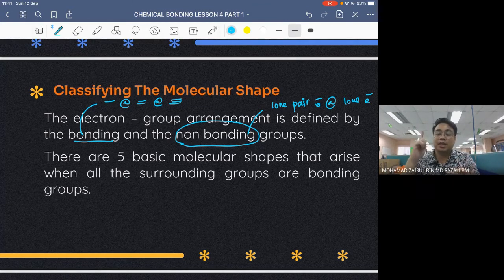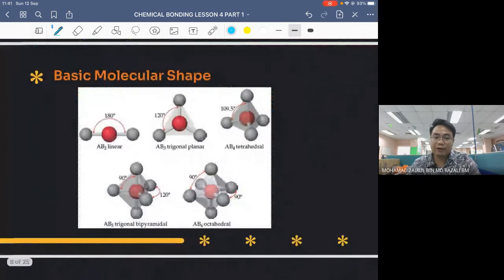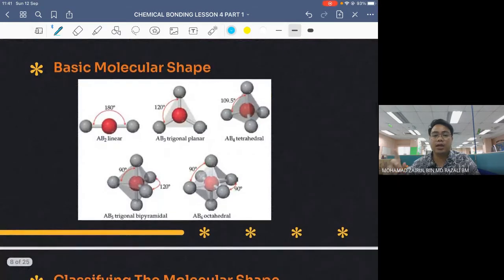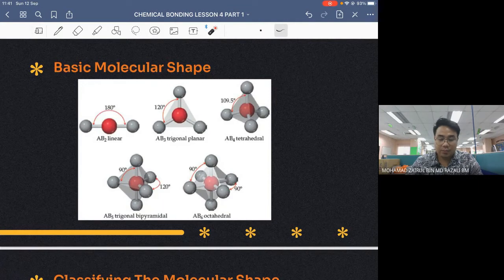Okay, if surrounding the central atom itu hanyalah bonding group sahaja, maknanya tak ada lone pair, there are 5 basic molecular shapes. So from the 5 basic molecular shapes tu, dia akan terhasil lagi banyak molecular shape yang lain, so kita boleh derive daripada situ. Okay, these are the 5 molecular shapes when we only have bonding group surrounding the central atom. The red circle is the central atom, and the grey one adalah dia punya terminal atom.